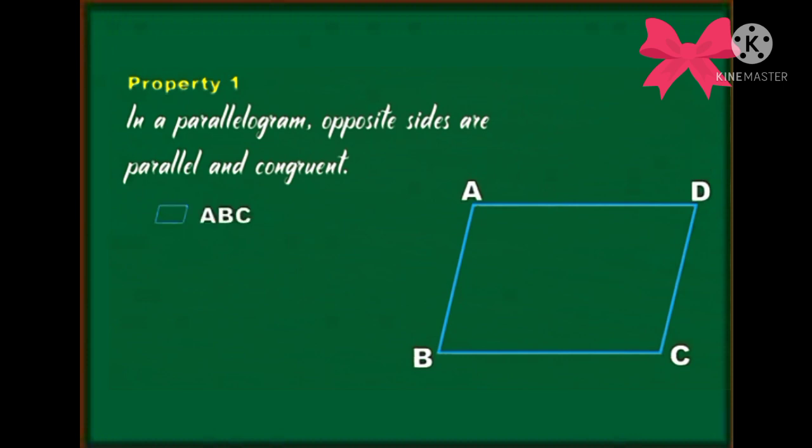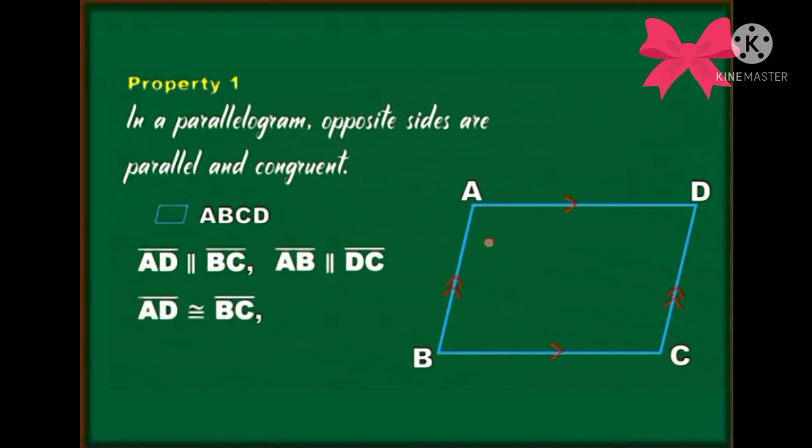This is an example of a parallelogram. The name of this parallelogram is ABCD. Segment AD is parallel to segment BC, and segment AB is also parallel to segment DC. Segment AD is congruent to segment BC, and segment AB is also congruent to segment DC.